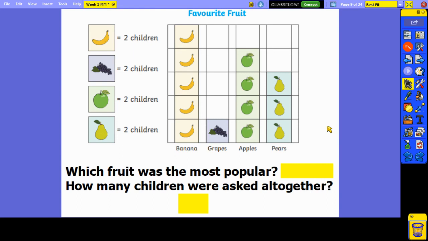Which fruit was the most popular? I can see straight away it was the banana. Most number of children picked banana. How many children were asked altogether? Well, I know that each of these pictures is worth two, so I can count in twos to find out the total. 2, 4, 6, 8, 10, 12, 14, 16, 18, 20, 22, 24, 26. 26 children were asked altogether.